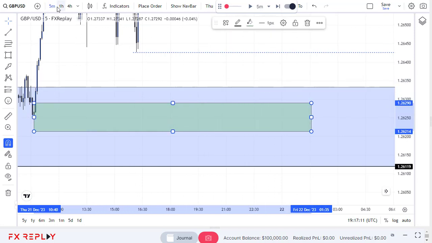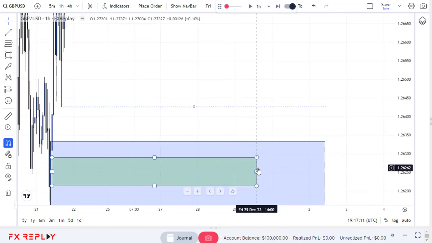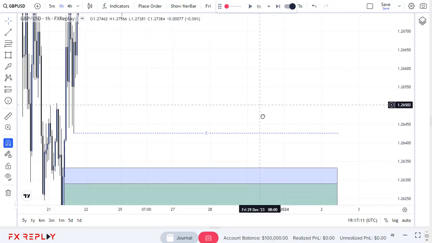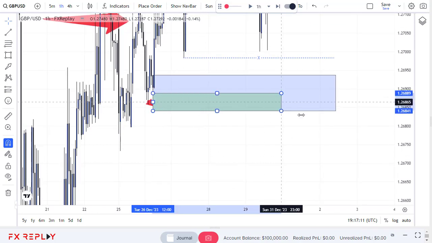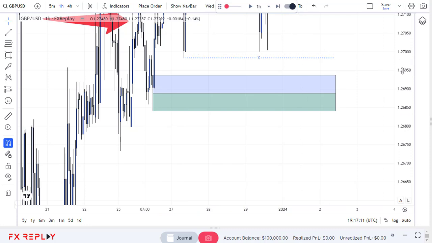Let's go back to the 1 hour time frame so we can extend this quickly. Extend this all the way to the current price like so. That's done. Let's do the same for the second POI. We move it all the way like so. Now this has been achieved. Let's see what the next step says we should do.